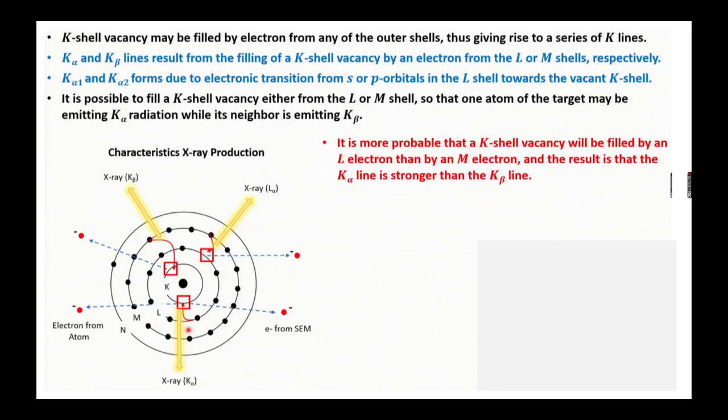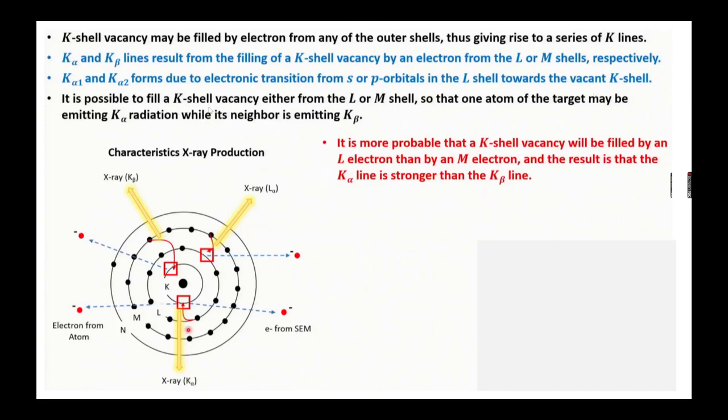Again, there is a further division called K alpha 1 and K alpha 2. This is related to the electronic transition from s or p orbitals. Suppose the electron is coming from the L shell to the K shell, that is called K alpha. In the L shell, if the electron is coming from the s orbital to the K shell, then it is called K alpha 1. From the p orbital of the L shell to the K shell, it is called K alpha 2. So when the electronic transition from the s or p orbital in the L shell towards the vacant K shell happens, it is called K alpha 1 or K alpha 2.